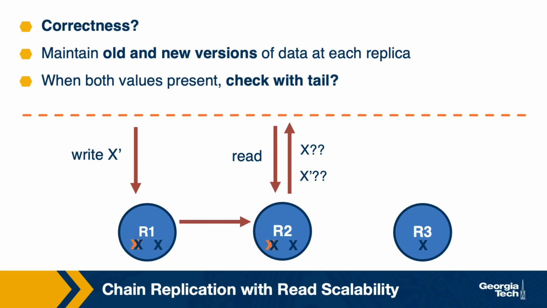The solution to this that's used in CRAQ is to keep multiple versions of the data at each node. When writes propagate through the chain, the new value gets stored, but it's marked as a new value, and the old value isn't discarded. If a read arrives at one of the replicas before the write value is confirmed with the client, the replica will serve the old value.